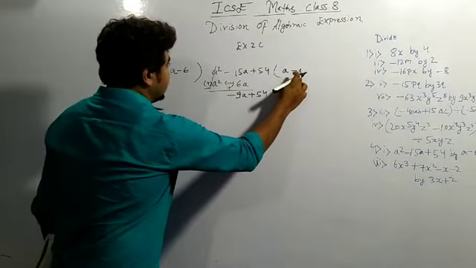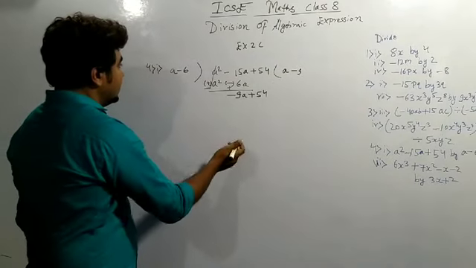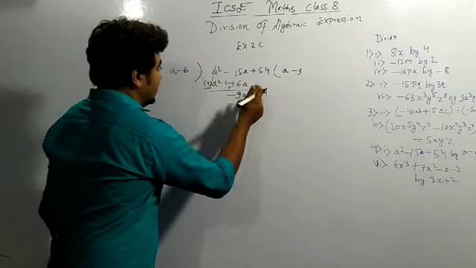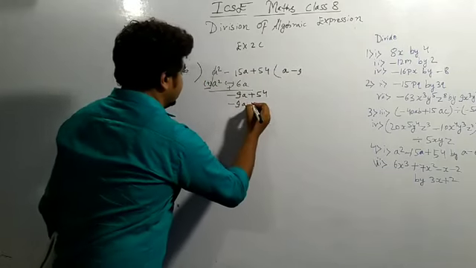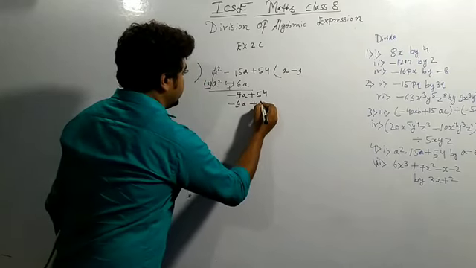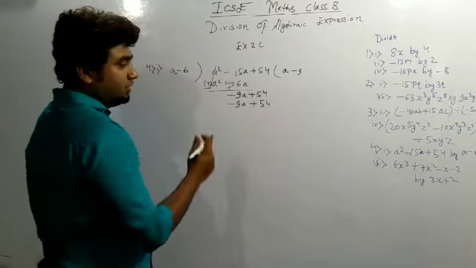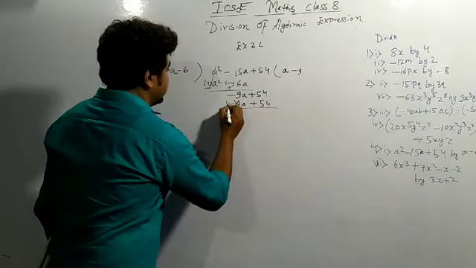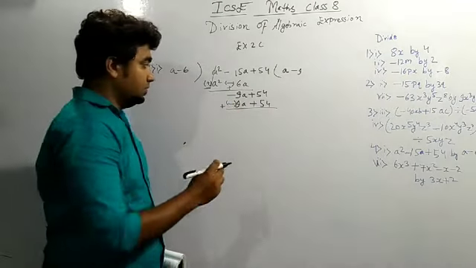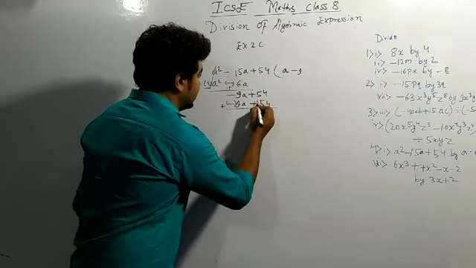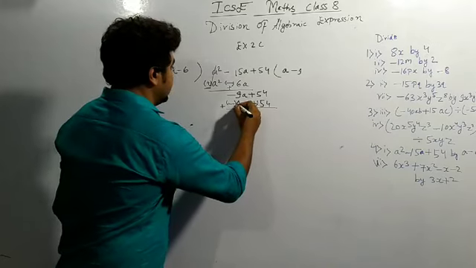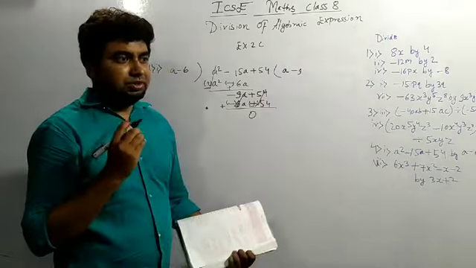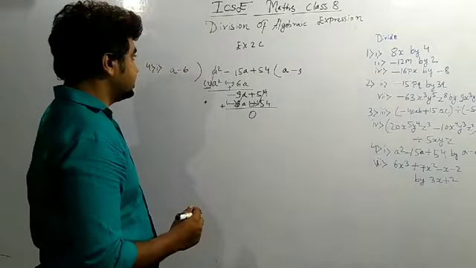So if I multiply minus 9 with a, it will become minus 9a, and minus 9 into minus 6 is plus 54. So this term will change sign, and it will become plus, and this will become minus. So this is getting cancelled, this is also getting cancelled. So the remainder is 0. Now we will be checking.